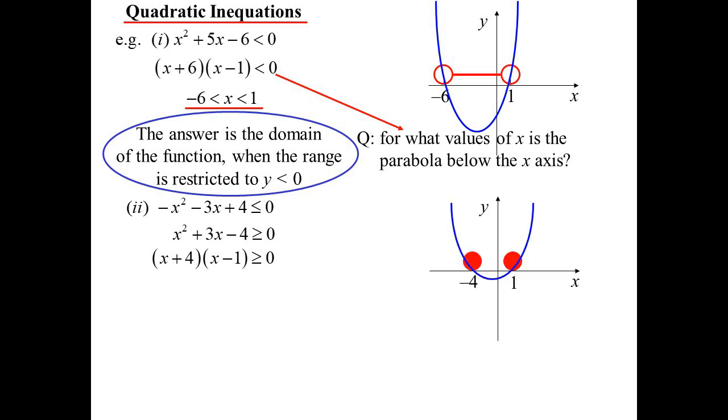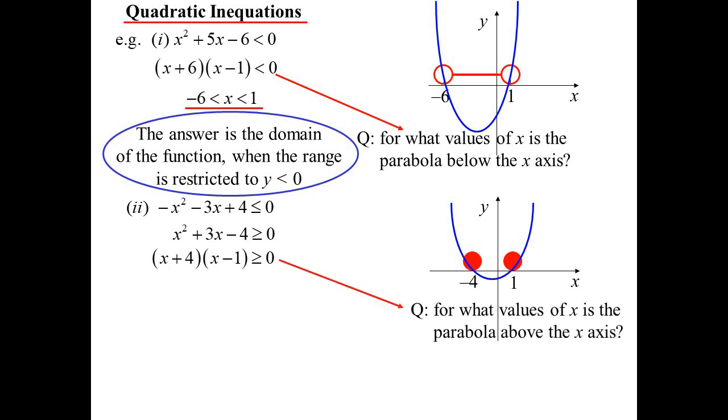Well, they're included, so I make them solid. Concave up, but this time it's saying when is it greater than 0? So when is it above the x-axis? Well, that's for the x values that are on the outside this time. So my solution is x is less than or equal to negative 4, or x is greater than or equal to 1.